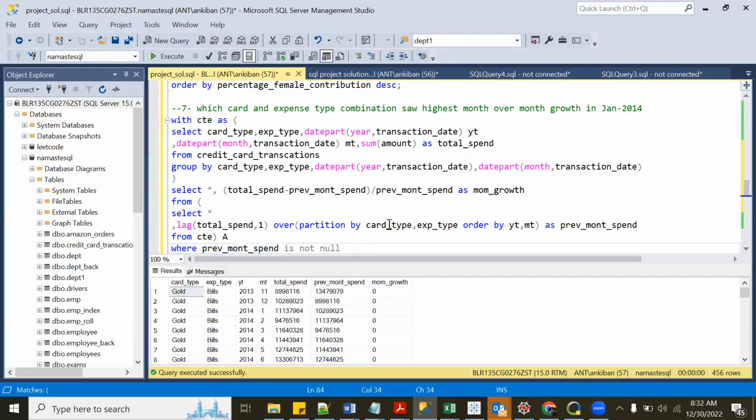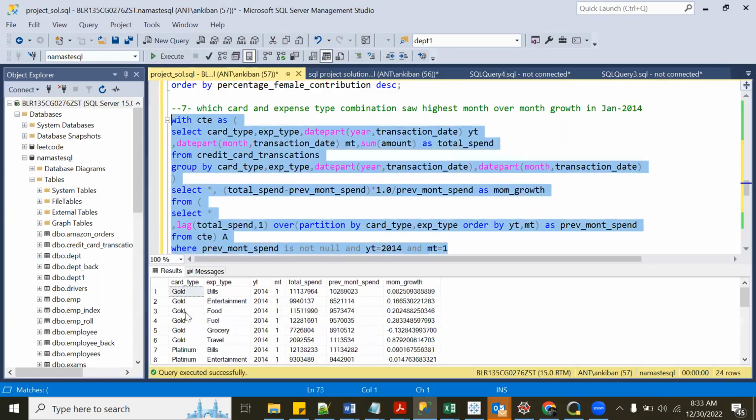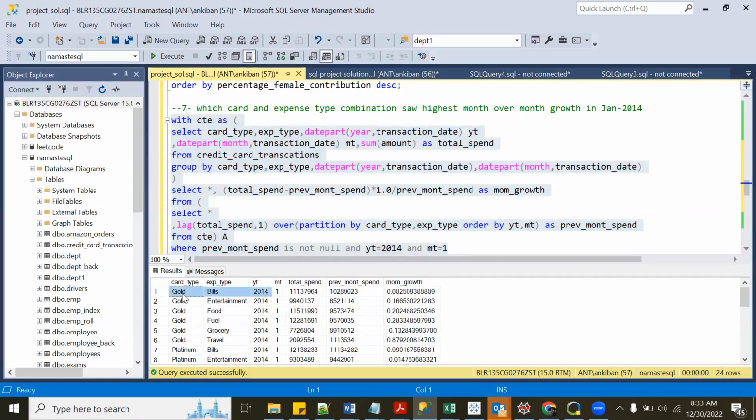Moreover, after this, what we need again, that problem. So I have to multiply it by 1.0. Also, we are concerned only for this one, so I will say YT equal to 2014 and MT equal to 1. I need to see only this one. So for each combination of card type and expense type, we have got month-on-month growth for the month of January 2014. Now I need the highest month-over-month growth.